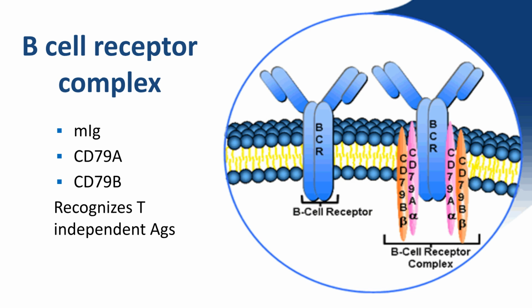However, for most protein antigens, classified as T-dependent antigens, B cells require help from CD4 T cells. The B cell internalizes antigen bound to its BCR, processes it, and presents peptides on MHC class II to helper T cells, which then provide co-stimulatory signals and cytokines, enabling full B cell activation and antibody production.